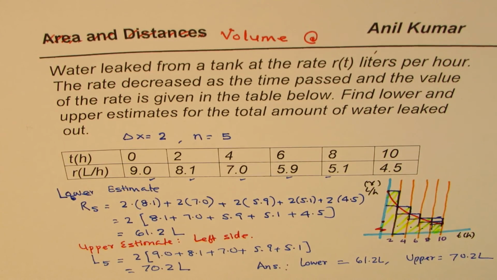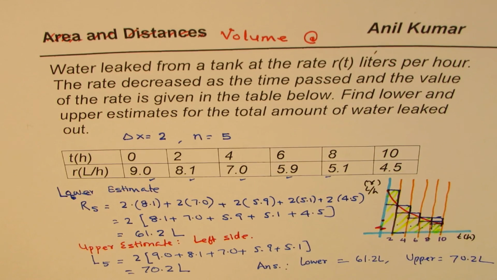So this example also shows you that if the rate is decreasing, then it is the left side of the rectangle which gives you higher values than the right. Right? So I hope that helps.